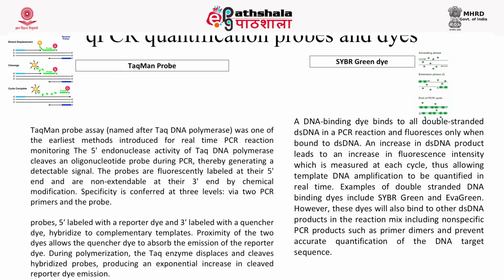One of the most commonly used DNA binding dyes is SYBR Green. Let us see how it works. SYBR Green is a DNA binding dye which binds to double-stranded DNA in a PCR reaction. It fluoresces only when bound to double-stranded DNA. An increase in double-stranded DNA product leads to an increase in fluorescence intensity, which is measured at each cycle, thus allowing template DNA amplification to be quantified in real time.